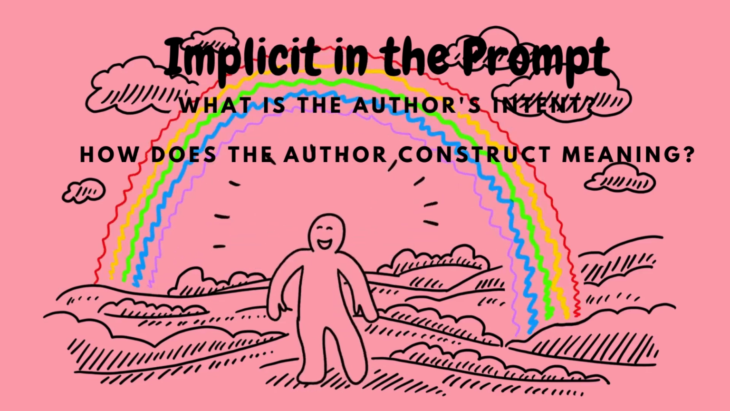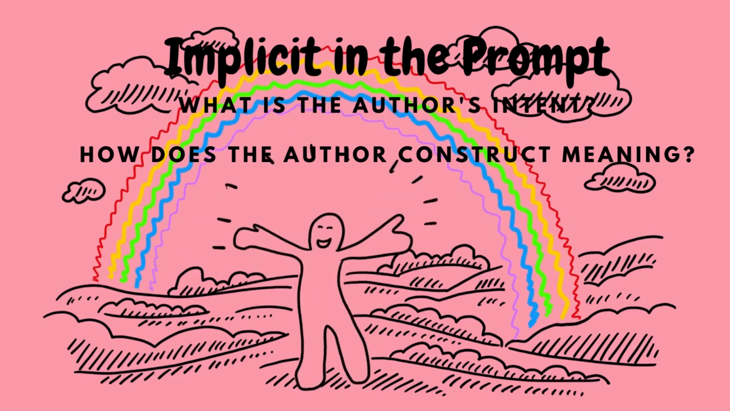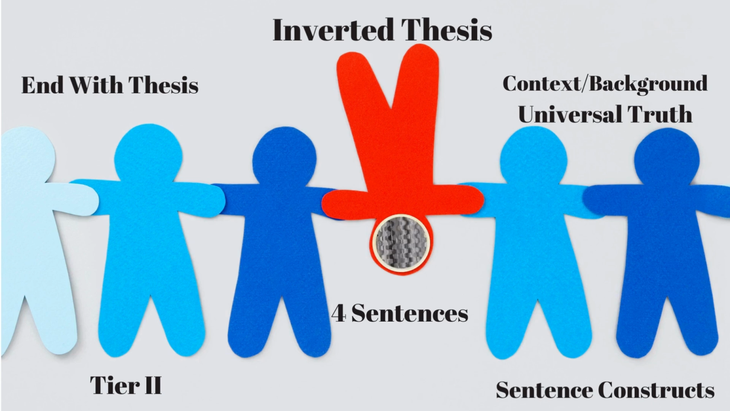So if we break down the inverted thesis graphically, it's going to look like this. As I said, you're going to start with the context and background, that universal truth, the pithiness of the piece. You end with the thesis. So it's 3 sentences, universal truth, 1 sentence, construction of meaning.